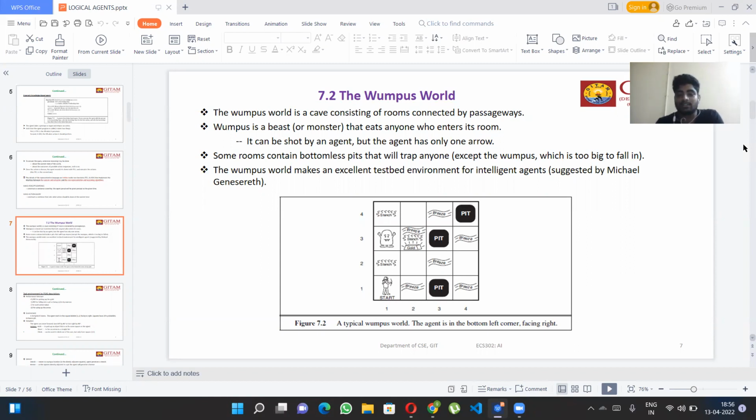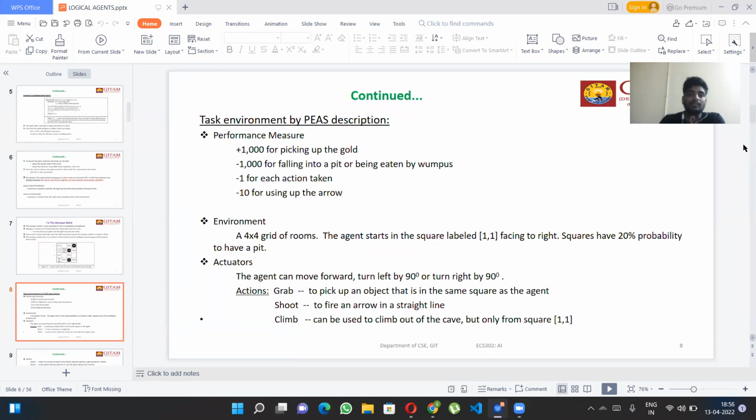I am sharing the next slide. I am discussing the topic, which is the task environment PEAS description. What are the tasks involved in the PEAS description? The first topic is performance measure.